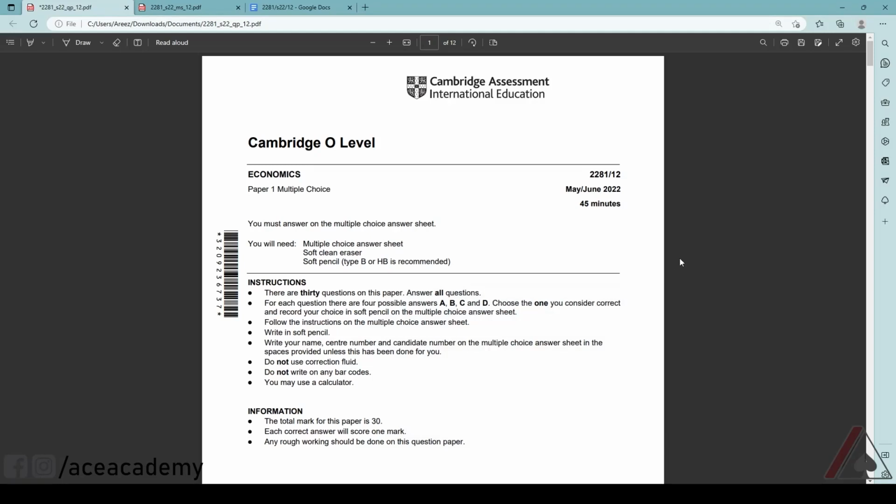Since the O-level exams for 2023 are just around the corner, it's time that you all start doing the past papers. For that, ACE has decided to solve a series of past papers with you. Today, I'll be solving the economics past paper for summer 2022 variant, paper 1, variant 2, or paper 12. With that being said, let's get started.